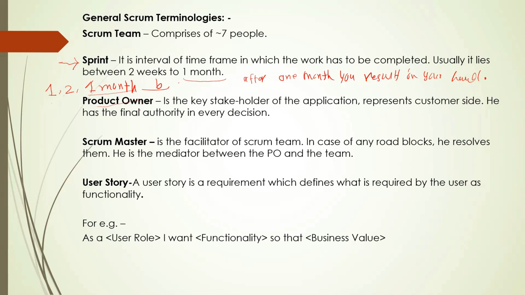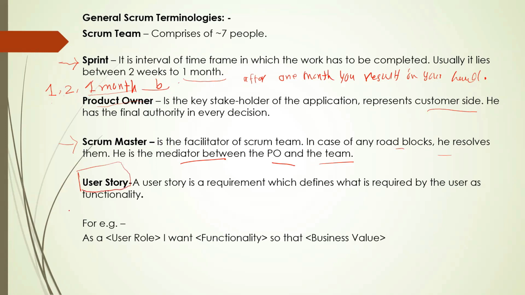Now, who is the product owner? I have already explained this. He is the key stakeholder of the application and represents the customer side. We have already discussed this. Now, who is the Scrum Master? We have also studied this: the facilitator of the Scrum team. In case of any roadblocks, he resolves the team's problems, or acts as a mediator, a bridge between the product owner and the team. Now, next, what we have is user stories.